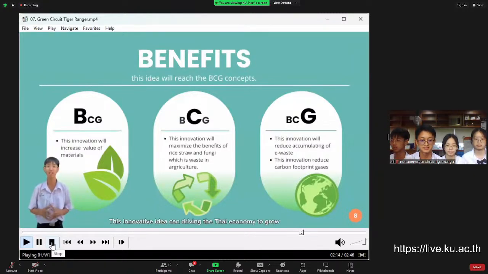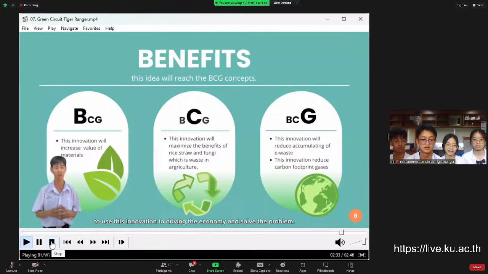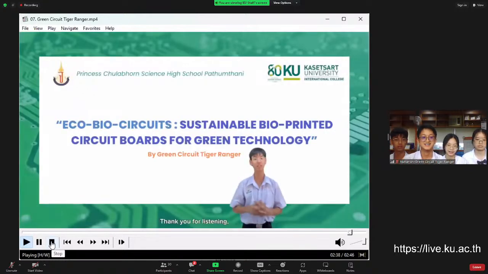This innovative idea can steer the Thai economy in tandem with social development and environmental conservation in a valuable and sustainable manner. Lastly, we persuade every air conditioner company and auto electronic company of every country to use this innovation to drive the economy and solve the problem. Thank you for listening. If you want to know more about our idea, let us explain it to you on competition day.